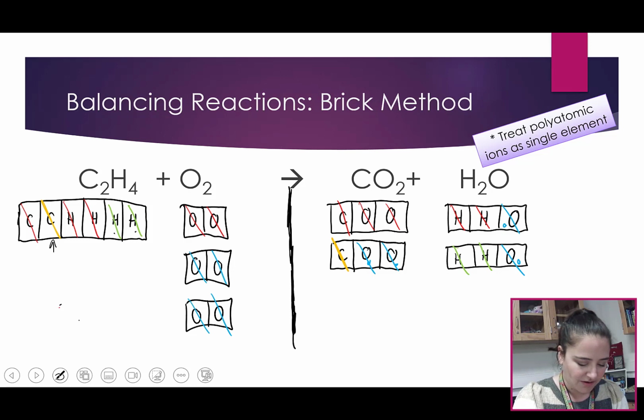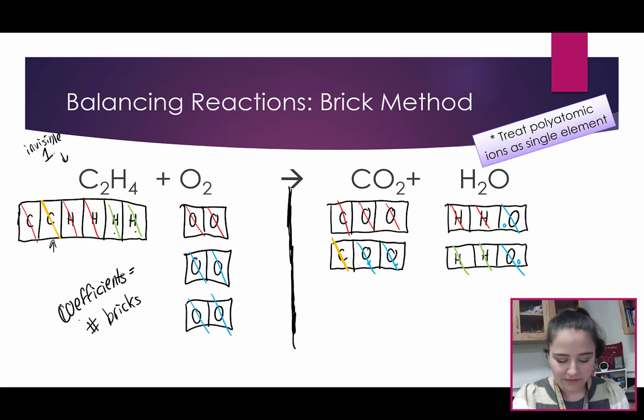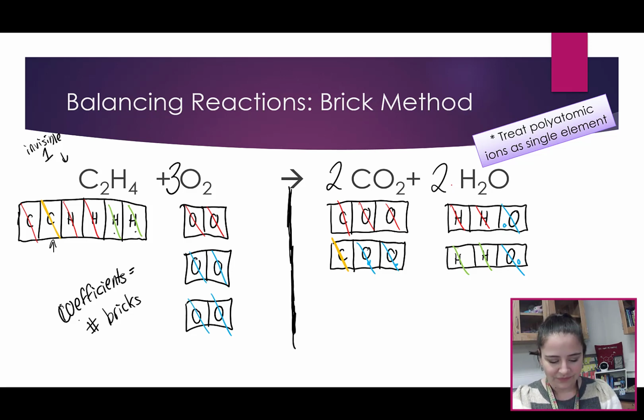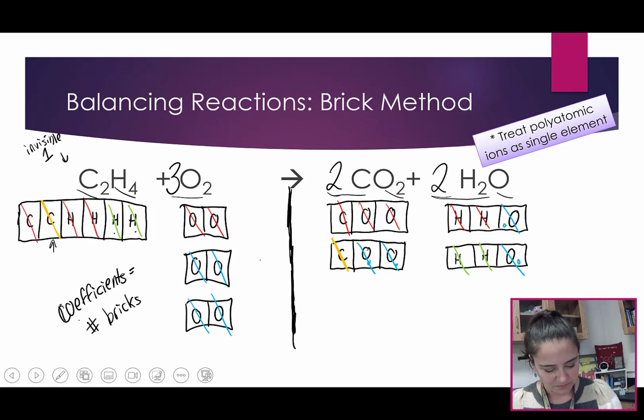Once everything is all canceled out, your coefficients are going to equal the number of bricks. So we'll have an invisible one there. Okay, O2 will have a 3 in front of the O2, a 2 in front of that carbon dioxide, and a 2 in front of that H2O. And now we have 2 carbons, 2 carbons, 4 hydrogens, 4 hydrogens, 6 oxygens, 2 plus 2 times 2, so 4, plus 2 oxygens, and we're balanced. Okay, cool? Let me go ahead and show you guys another method to balance that same reaction.